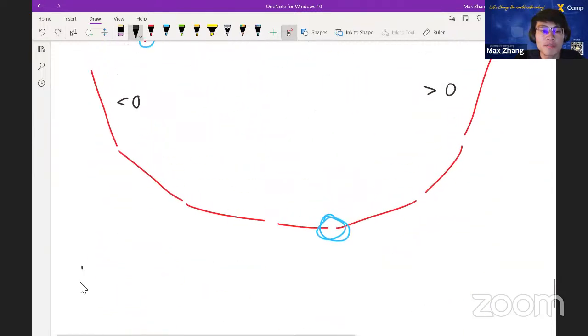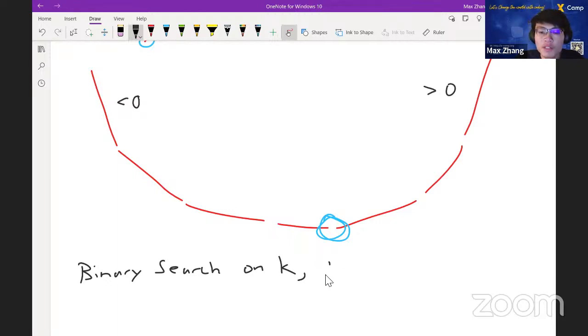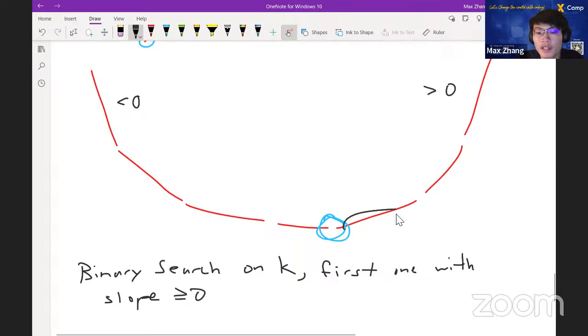So what we can do is binary search on k to find the first one with a slope greater than or equal to 0. So trying to find this right line. We just binary search for this line.